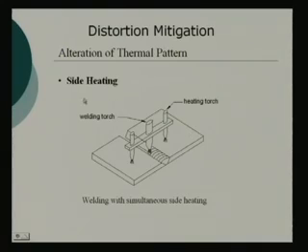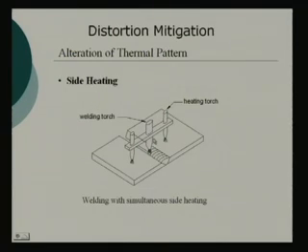So, here is one example. It lies on the fact of alteration of the thermal pattern. Distortion is due to a certain thermal pattern. Now, if I alter that thermal pattern to our advantage such that distortion is reduced, that becomes a method of distortion mitigation. So, one of the methods is side heating.